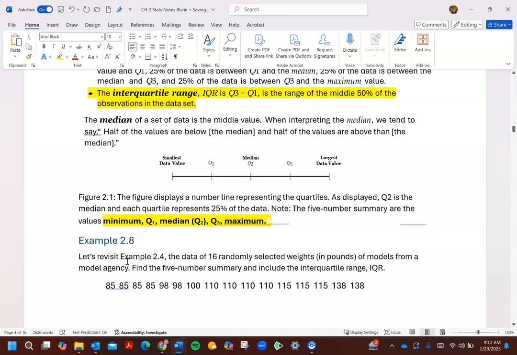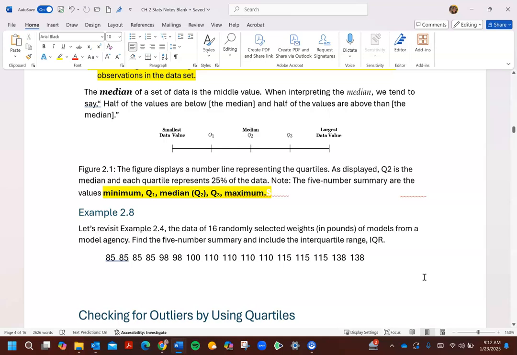So let's revisit this data we looked at before of 16 randomly selected weights in pounds of models from a model agency. Find the 5-number summary and include the interquartile range. Wow, that's quite a range. Pretty low on some of these.